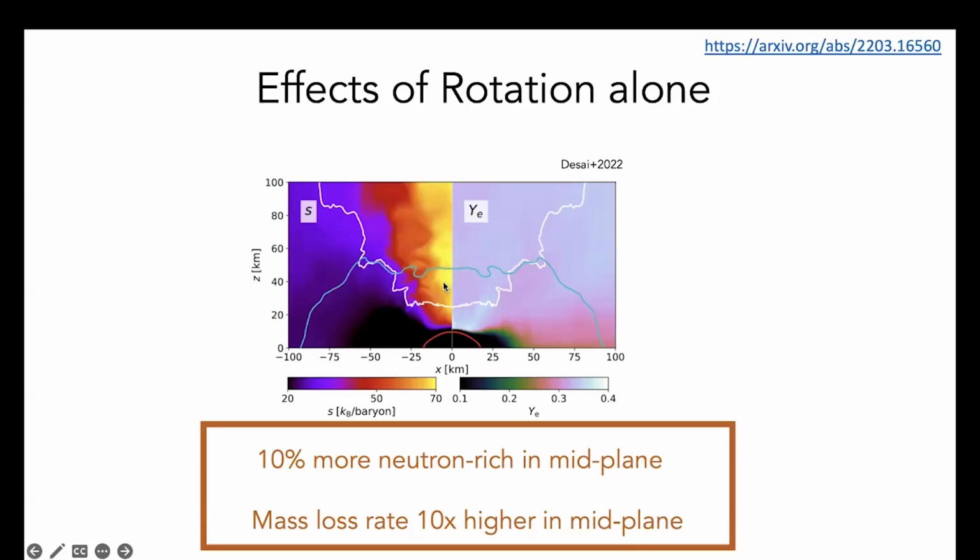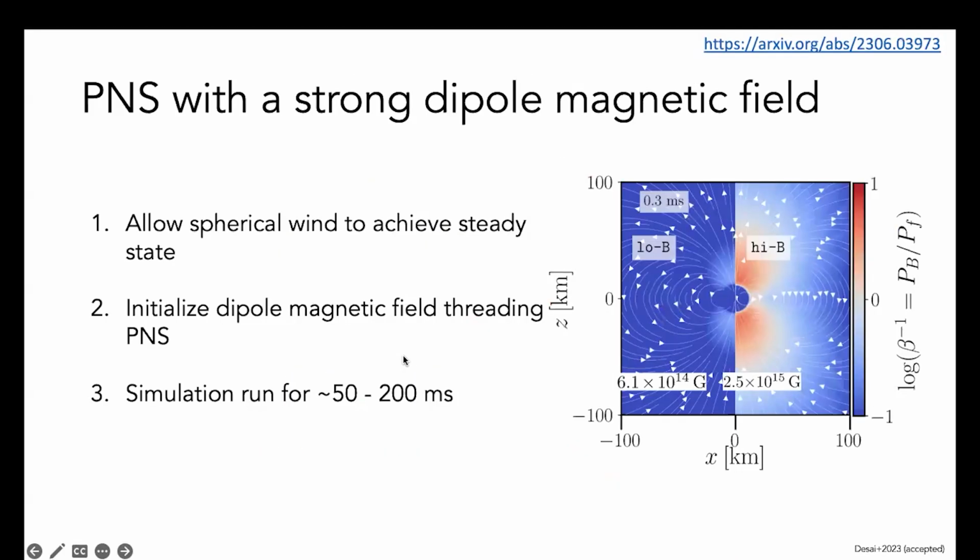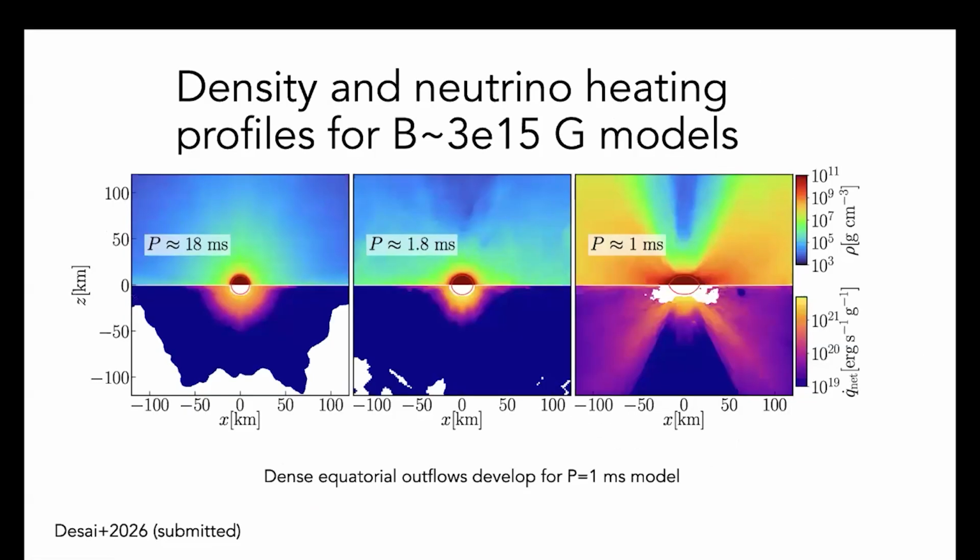This is just an example of a result. Here's electron fraction, here's rotation. This is a 2D cross-section of our rotating neutron star. And then we allow that to come to a steady state, and then we turn the magnetic field on, a dipole magnetic field. So here's an example of a low magnetic field strength and high magnetic field strength. So we thread a large scale dipole magnetic field on the neutron star, and we run that again for another 50 milliseconds to achieve some kind of steady state.